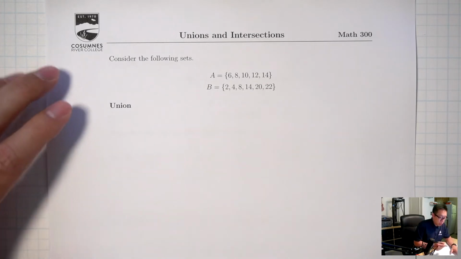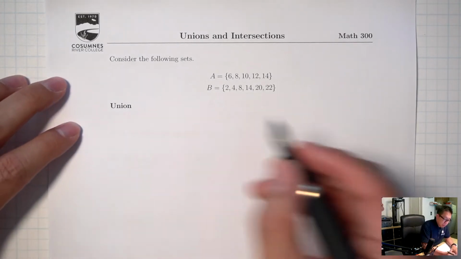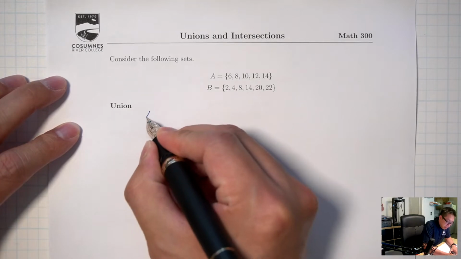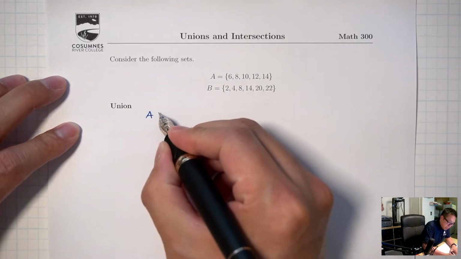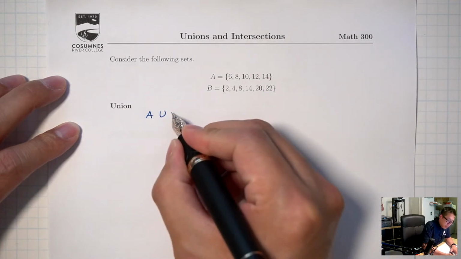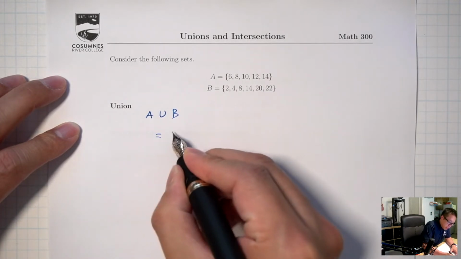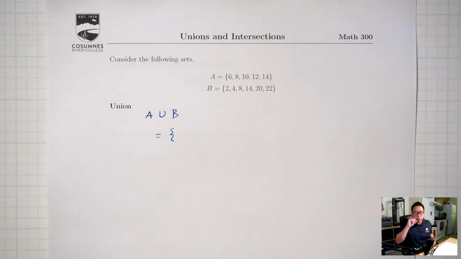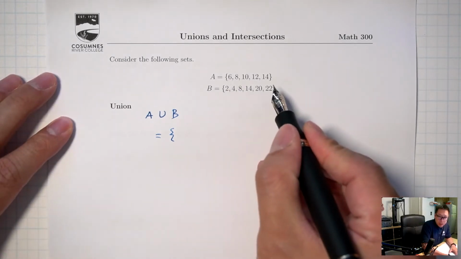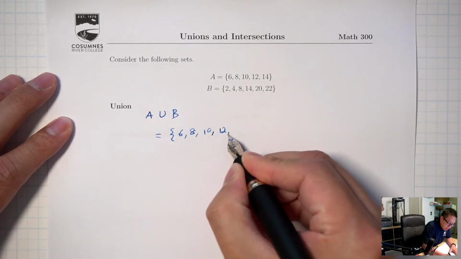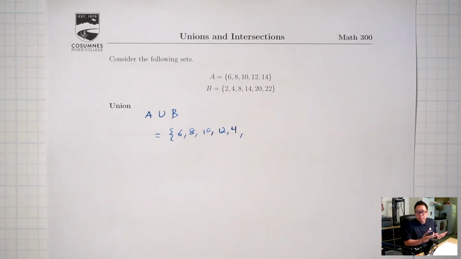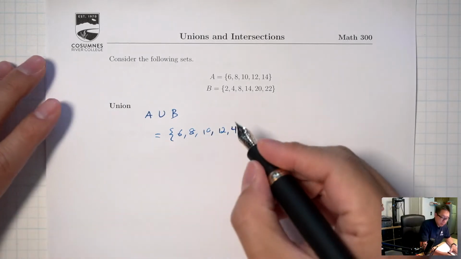So notation wise, the way you write this out is the first set, which is A, union, the symbol for union is going to be a U, and then the second set, which is B. And there's a couple different ways you can write out the union. One way, which I don't recommend, so don't write this part down, is just write out every element of the first set, and then just add on all the elements of the second set.